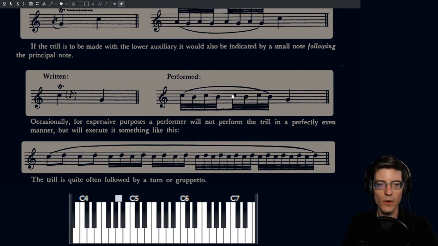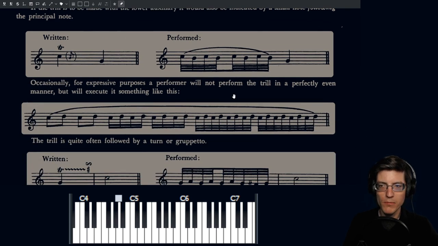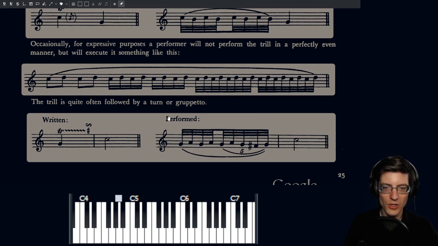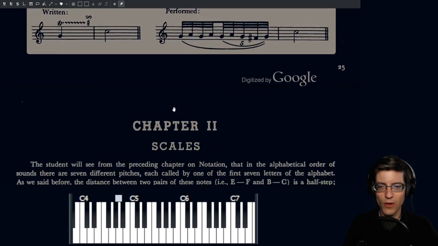Occasionally, for expressive purposes, a performer will not perform the trill in a perfectly even manner, but will execute it something like this. So, gradually getting faster. My fingers aren't fast enough, but so gradually subdividing the beat. The trill is quite often followed by a turn or gruppetto. So, that's a trill followed by a gruppetto.